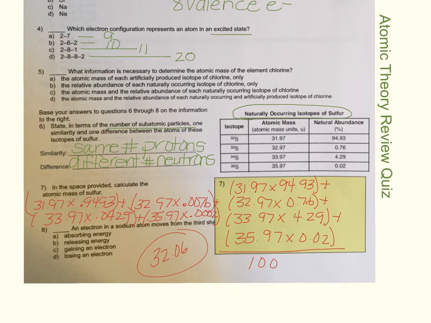All right, next question. An electron in a sodium atom moves from the third shell, I'm blocking something, to the fourth shell, I believe it said. What's happening in terms of energy? Well, when you go from low to high, you always absorb energy, and we talked about that in class. When you go from high to low, you release energy. Just think of it as you need energy to climb the stairs, all right?